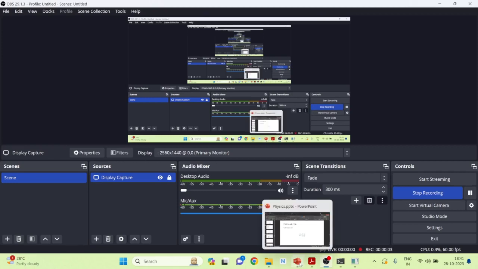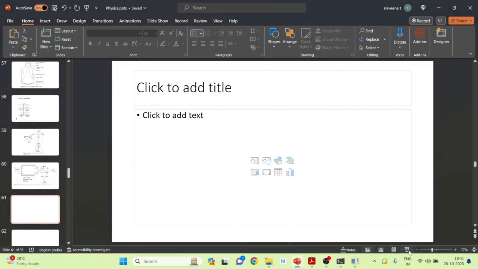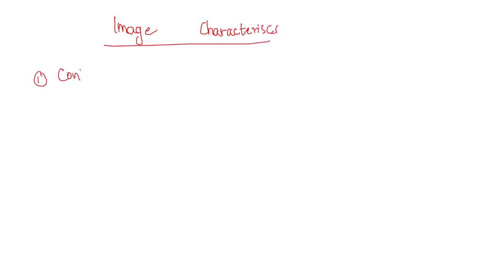Hello friends, let us now learn some important points about the image characteristics in fluoroscopy. The image which is produced from fluoroscopy will have certain characteristics. One, the contrast of the image. The contrast of the image is determined in various ways. There is no one agreed method.